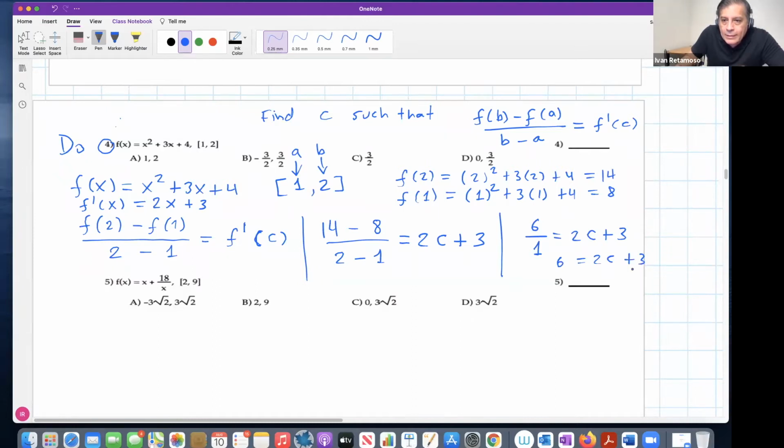Solving this, subtracting 3 on both sides, 3 will be equal to 2c, and dividing both sides by 2, 3 halves equals c, right? Notice they have written the answer in exact form, so 3 halves.